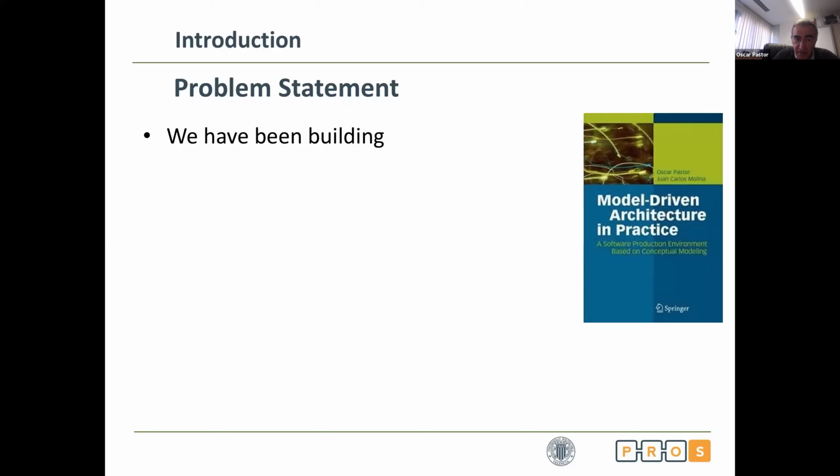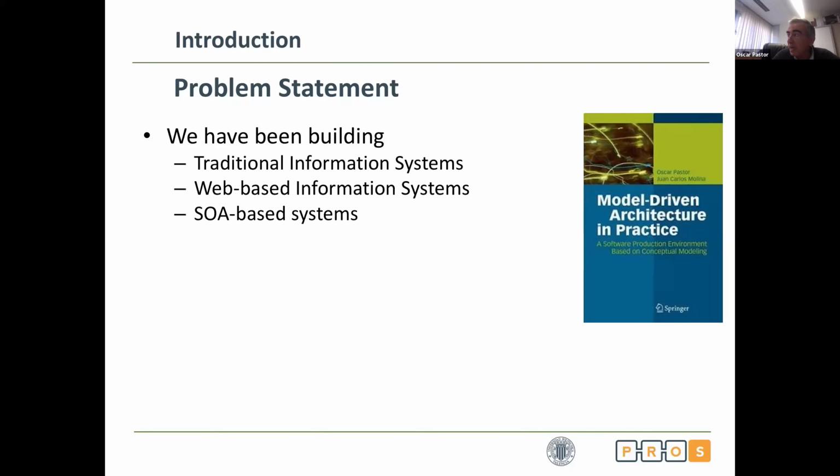We have some interesting references where we have this model-driven architecture. In practice, we try to explain our approach to generate software from conceptual models. But I don't want to talk about it right now. I want to talk about the future.